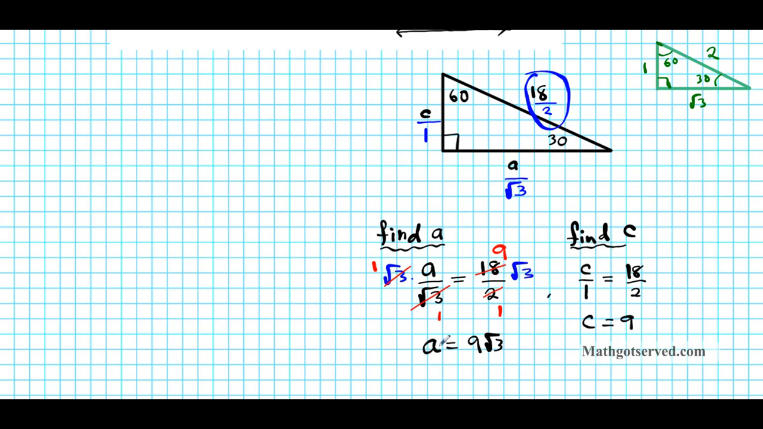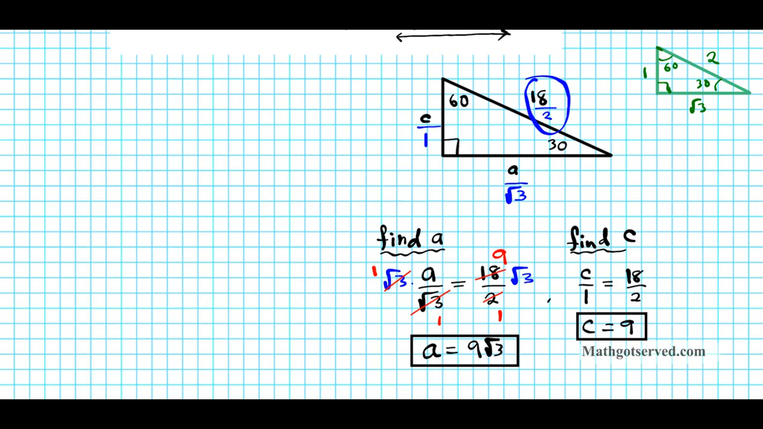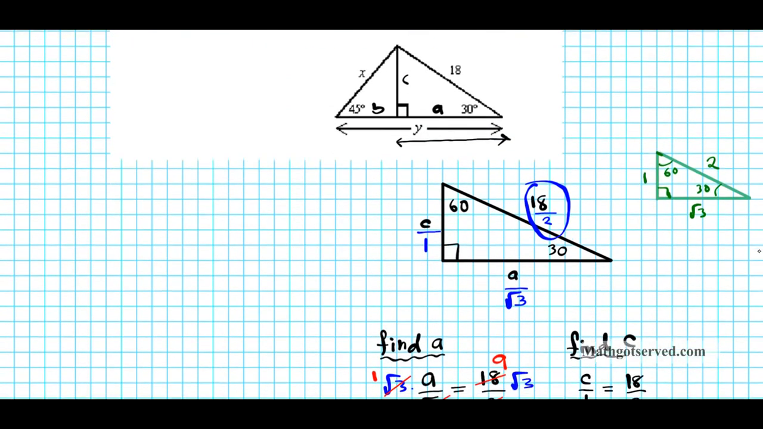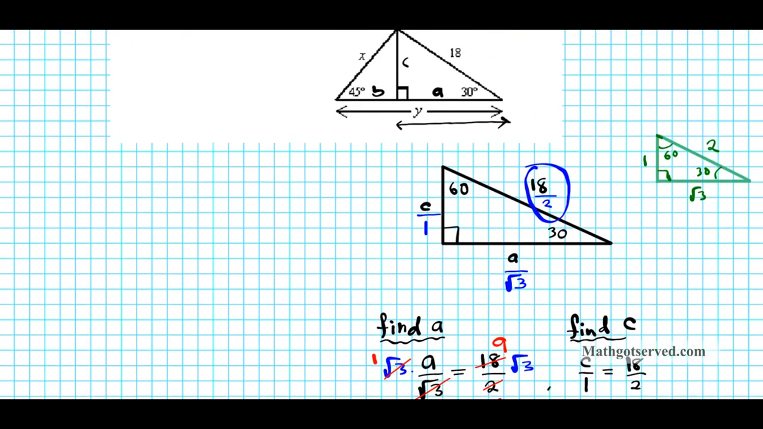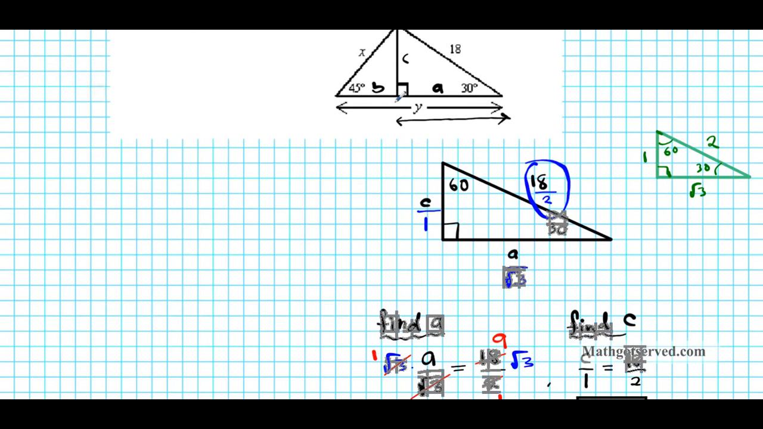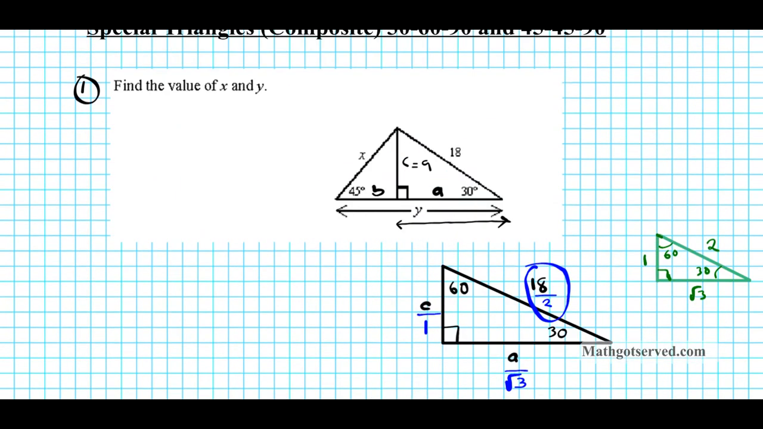Alright, so let me box them, and then I'm going to be putting them back into the triangle in a minute so we can know where we're at. So that's A, and then that's C. So let's scroll up. This portion right here, C is 9. So this portion here is 9, and then A is 9√3. So this portion right here is 9√3. Okay? Alright, now let's shift our attention to the second triangle.